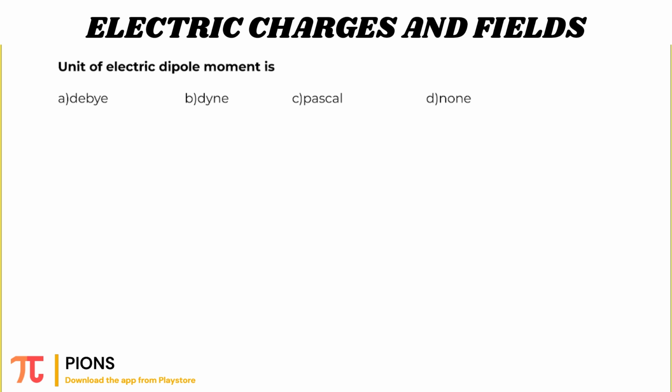The question says the unit of electric dipole moment is Debye, Dyne, Pascal, or none. So this was a PYQ from CBSE once. Debye is another way of saying Coulomb meter. Okay, Debye was a scientist, named in honor of him. Debye is a unit. Dyne is force and Pascal is pressure. Okay, so the correct answer is option A, Debye.